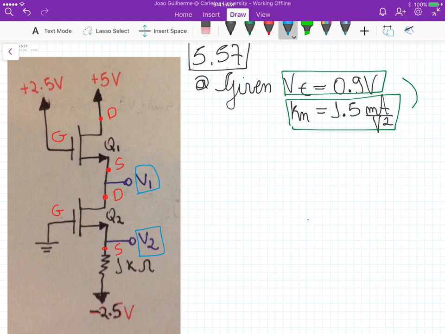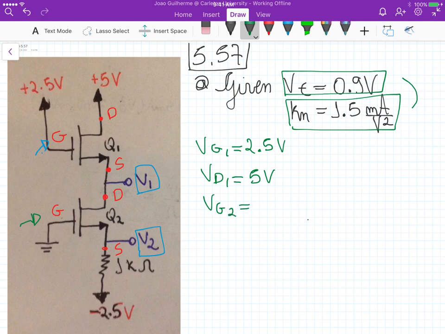Okay, now if we look at the gate of the first transistor right here, we know that VG1 is equal to 2.5 volts. That's what we have because that 2.5 is connected directly to the gate. We also know that VD1 is equal to 5 volts. And if we look at the second transistor, we know that VG2, the gate voltage, is 0 volts because it's grounded, right? So here it's grounded.